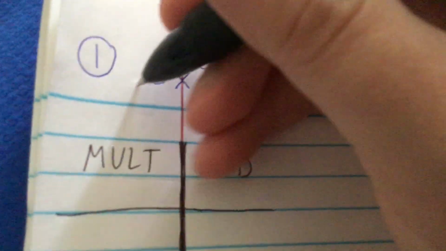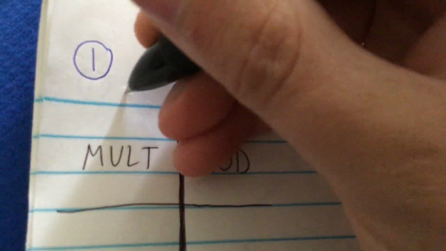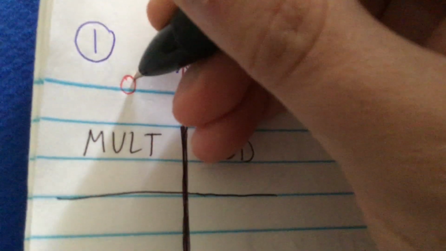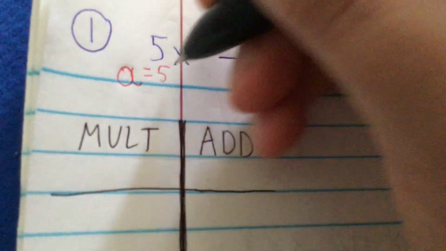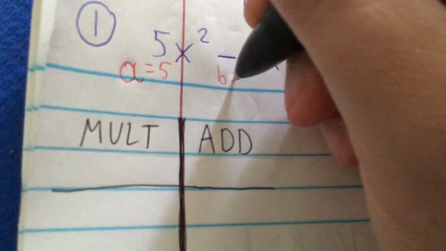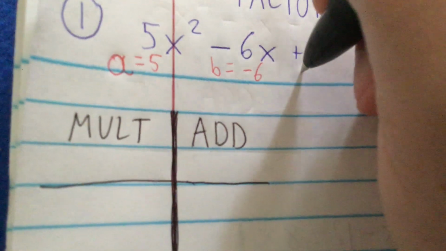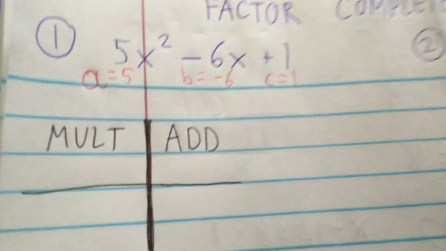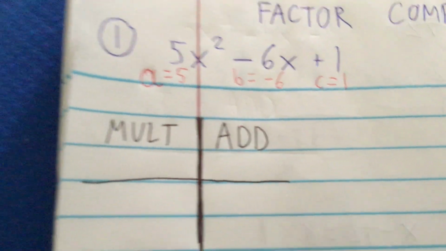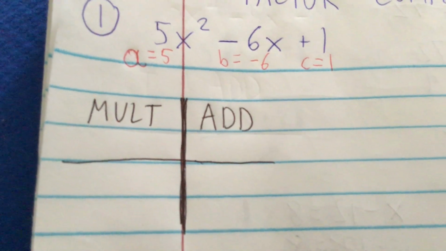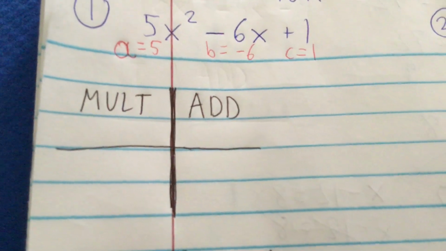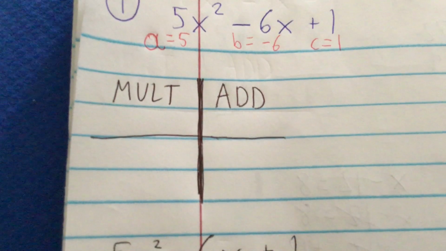So I'm just going to label out my a. My a is equal to 5. My b is equal to negative 6. And my c is equal to positive 1. By the way, I'm taking off the training wheels, so I'm going to verbally say the steps, but I'm not going to write them down every single time.